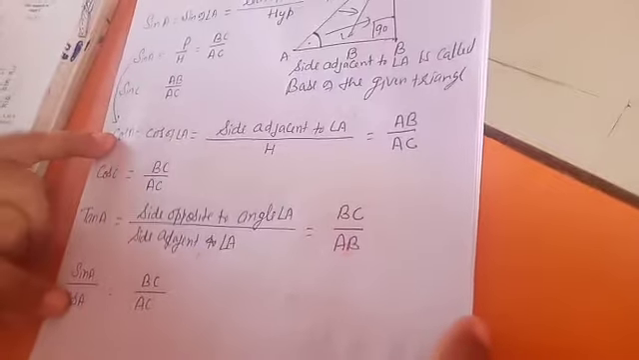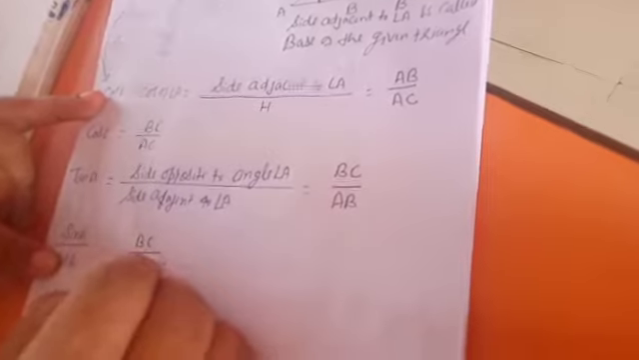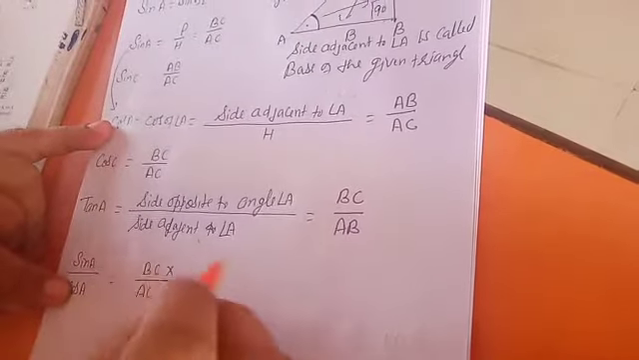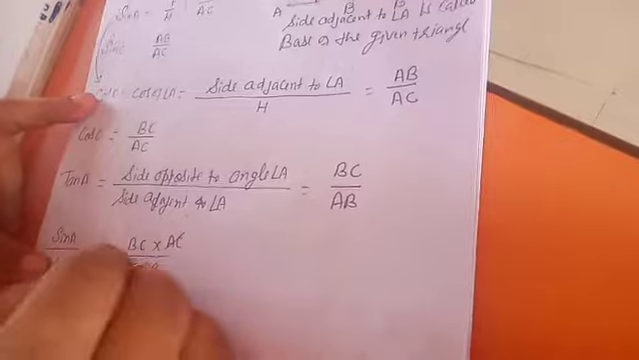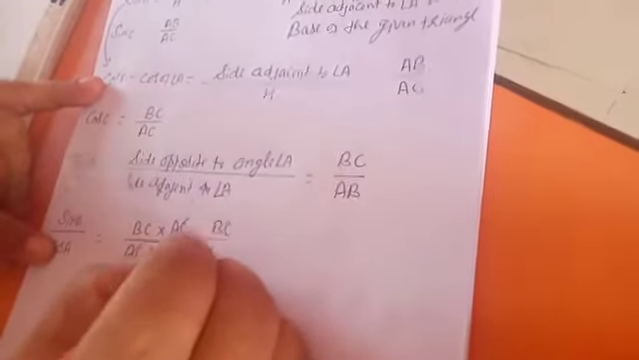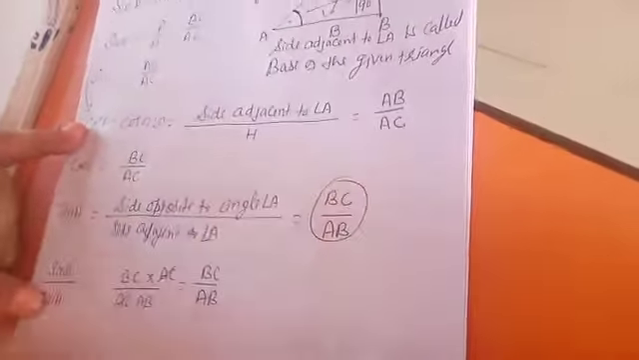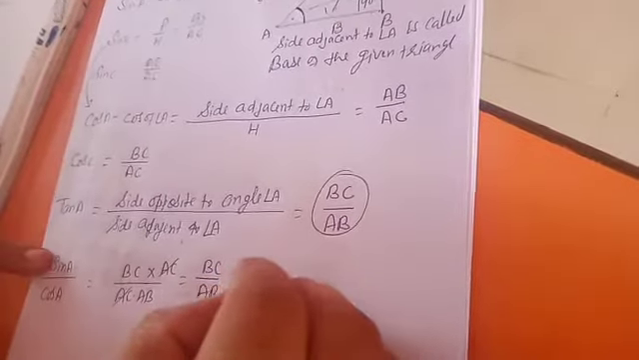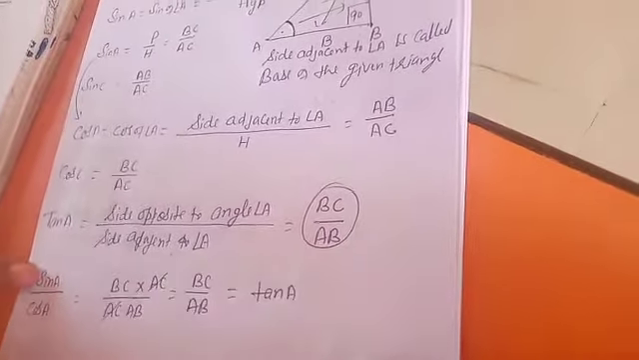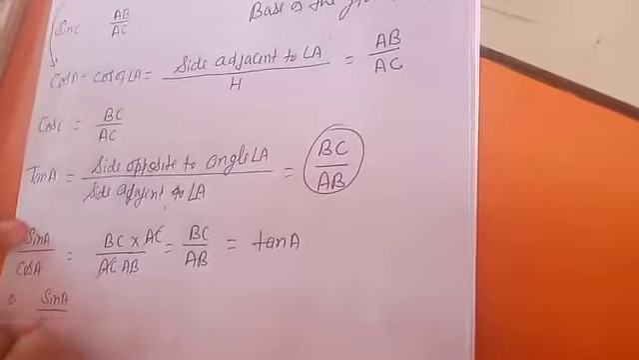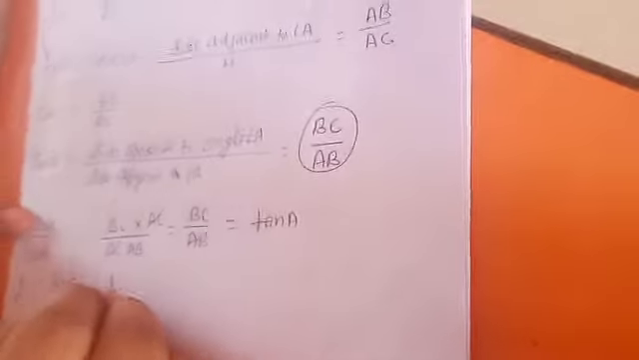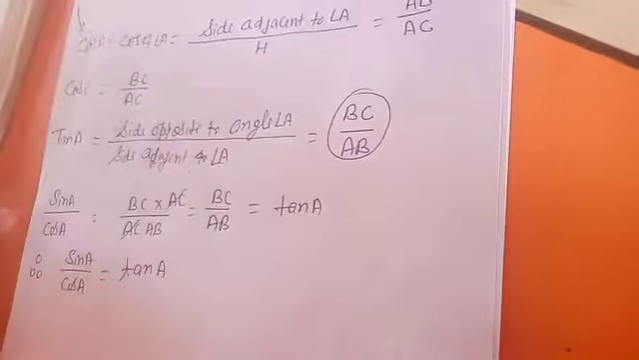One more time, find sine of A by cos of A. What is the sine of A? BC by AC, divided by cos of A, AB by AC. Upper side what's gone? AC cancels. It is equal to BC by AB. What is its meaning? It is equal to tangent. Therefore, sine of A by cos of A is equal to tangent of A.